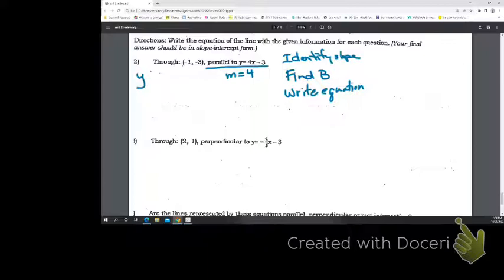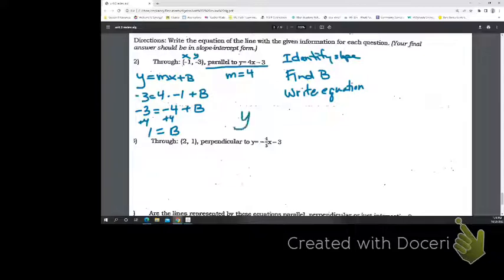So if I know that the m is 4, now I can use my x and y that I've been given. -3 is equal to 4 times -1 plus b. 4 times -1 is -4. Add 4. That's 1. So b is 1. And then now just putting things together, 4x plus 1. You do not care anything about this guy out here. Please do not try to use him in your equation somewhere. You have to find your own b for your equation. Don't try to use that one.